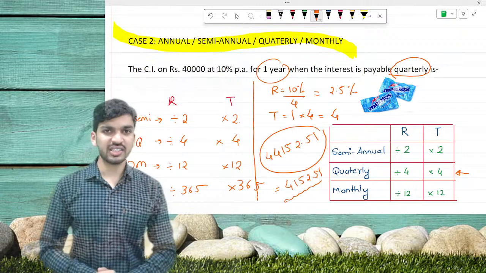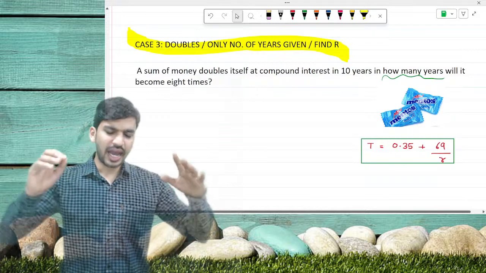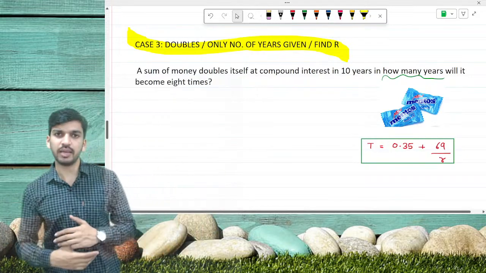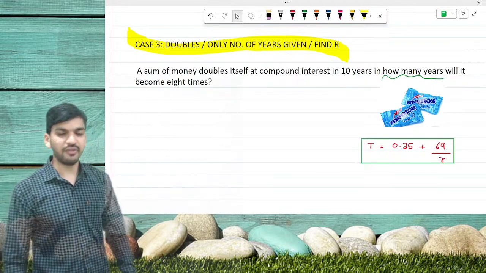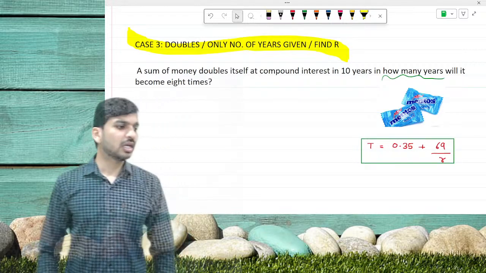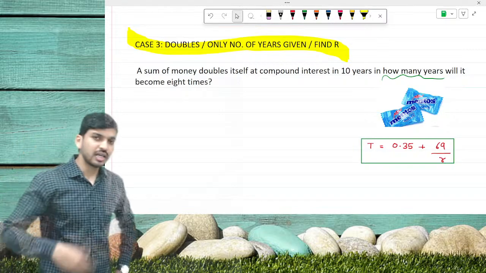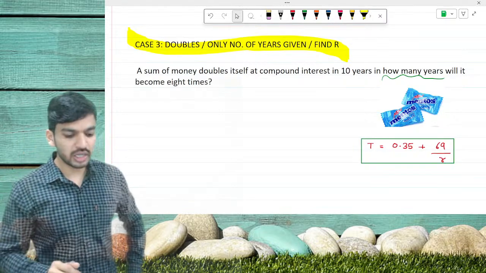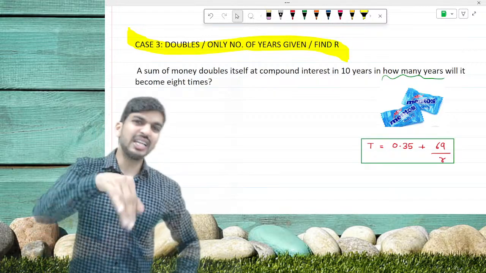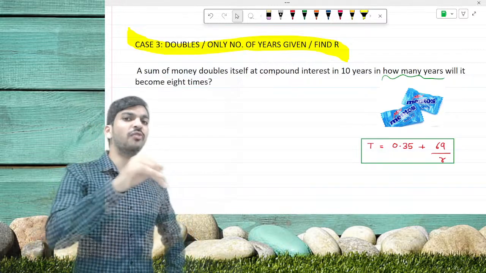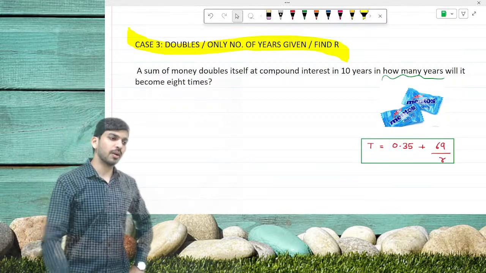Let's go for case number 3, type 3 of the sums that can be there in your exams. And yes, star mark this type. This is a very important type where we definitely do have the trick. Okay, so how to identify this case? In this case, the question will mention that it is doubled, or it can mention only the number of years, or we have to find out the value of r. For that kind of questions we have to solve by this case, type number 3.